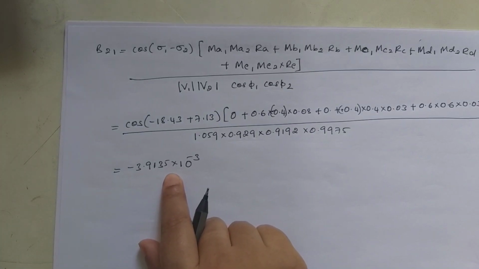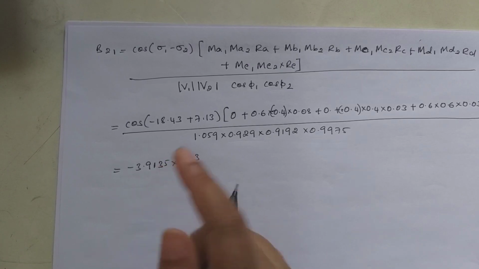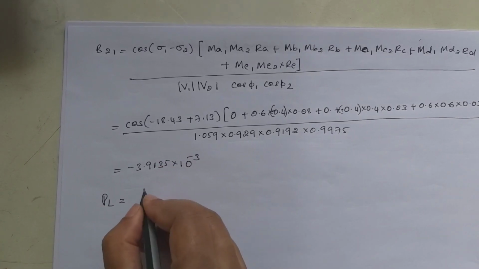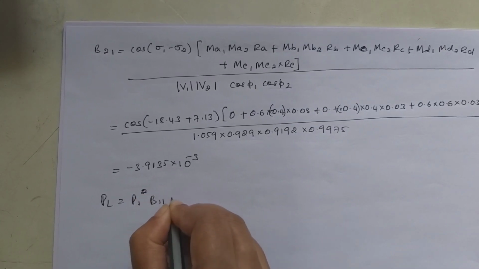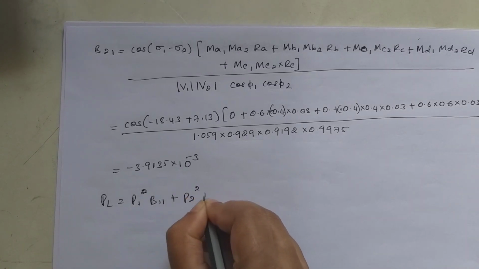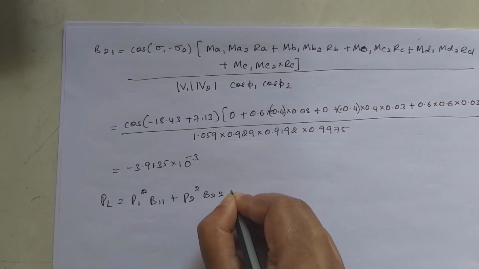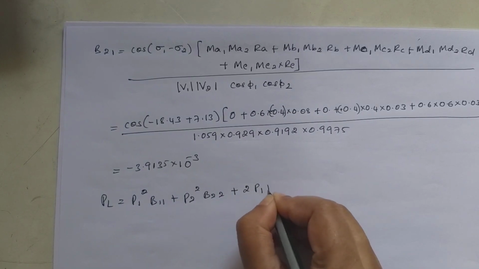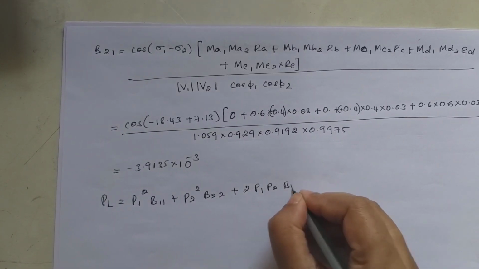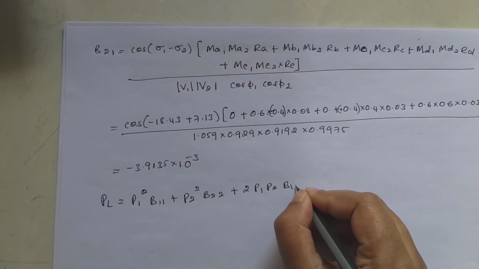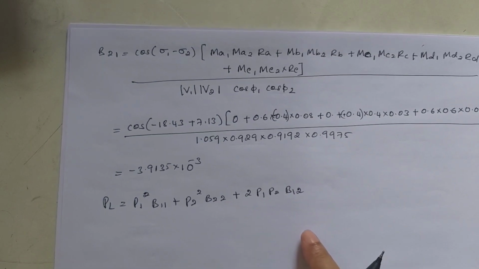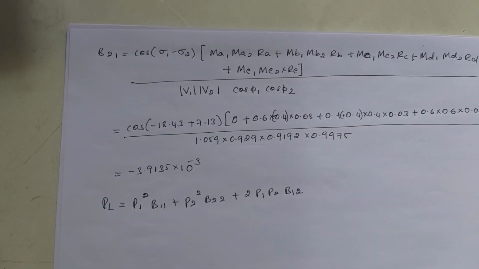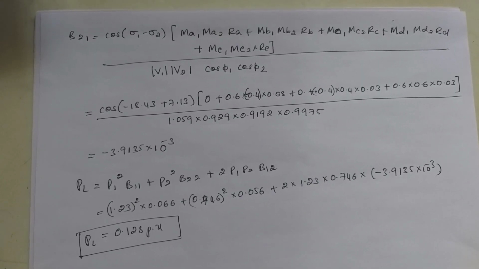Now we need to find out the value of PL, that is the transmission loss. PL is equal to P1 square B11 plus P2 square B22 plus 2 P1 P2 B12, since this is a two plant system and B12 is equal to B21. Substituting everything, we get PL equal to 0.128 per unit.